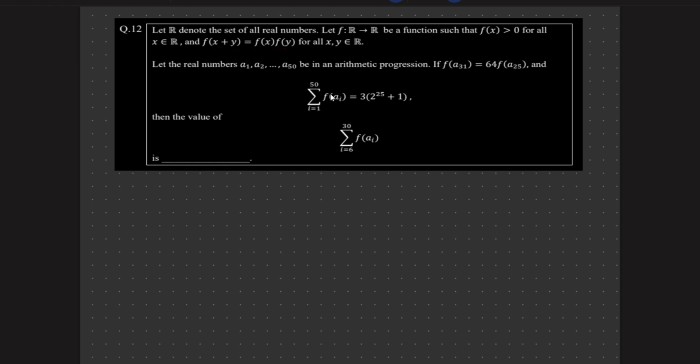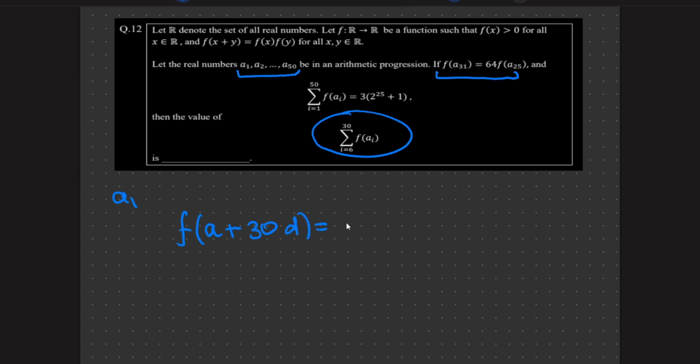Okay. So what do we do? Let me tell you what to do. We have been given that a1, a2, a3, up to a50 are in AP. And we have been given this expression and this expression. We need to find the value of this expression over here. Okay. So let us do that. First of all, let us manipulate this expression. So what we get from here is f of a, I'm writing a1 as a for convenience. So from here what I get is f(a + 30d) is equal to 64 times f(a + 24d). Okay, d is the common difference, of course.